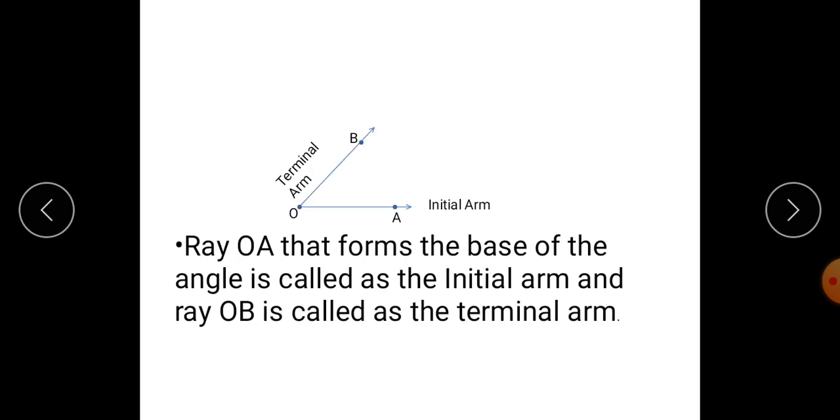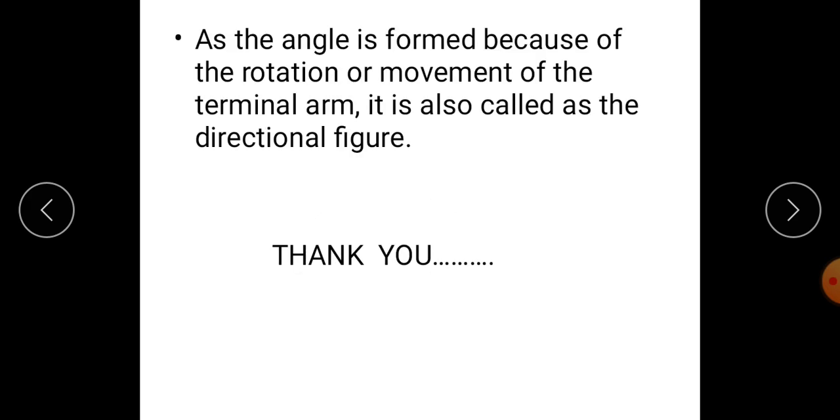Here ray OA, which forms the base of the angle, is called the initial arm, and the ray OB is called the terminal arm. As the angle is formed because of the rotation or movement of the terminal arm, it is also called a directional figure. So students, please remember all these points. You have to write each and every point from each and every slide, and you have to draw all the figures.